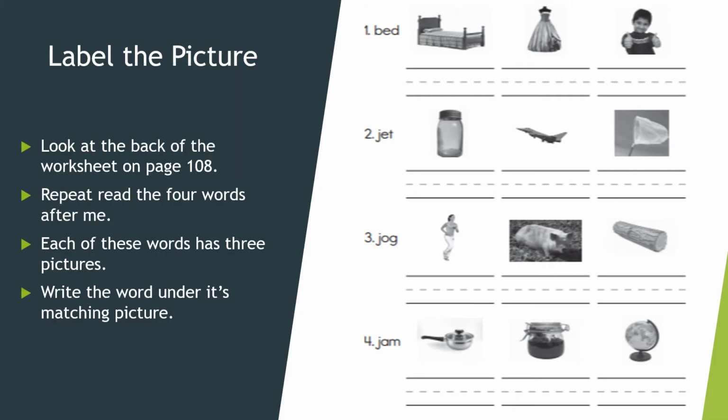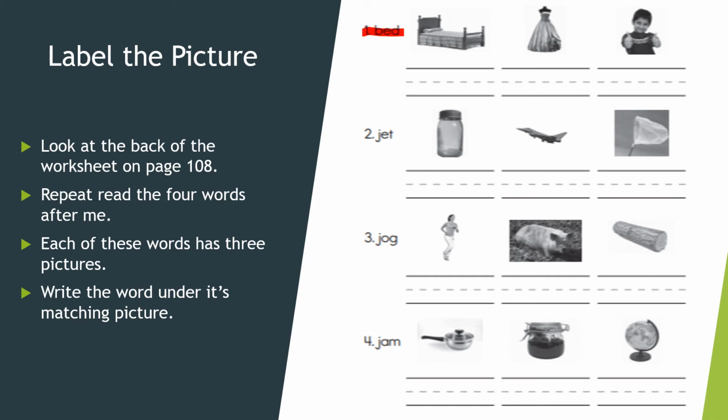Now take a look at the back of your worksheet on page 108. That's 108. You will find this number on the bottom left-hand corner of your workbook. Here, we will label the picture. There are 4 words on this page. Repeat these words after me.